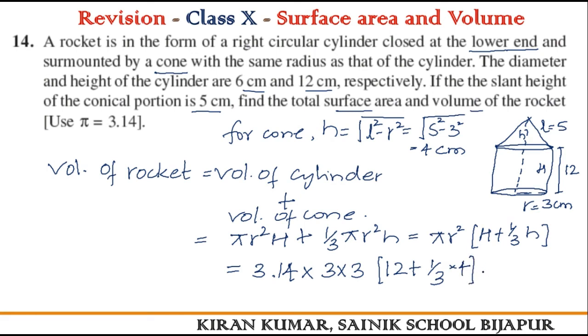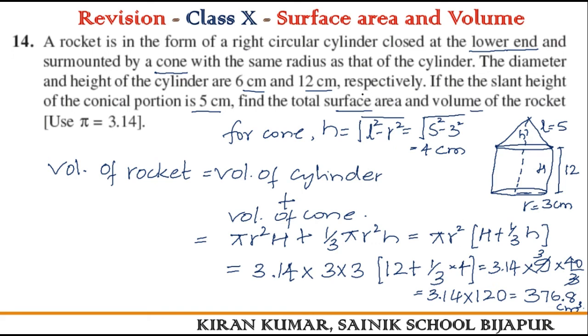So this has to be simplified. It is 3.14 into 9 into, this will be 4 by 3. 36 plus 4 is 40 by 3. 3 times. So it is 3.14 into 120. We get 376.8 centimeter cube. This is the volume of the rocket.